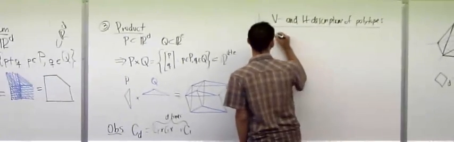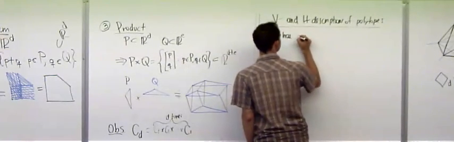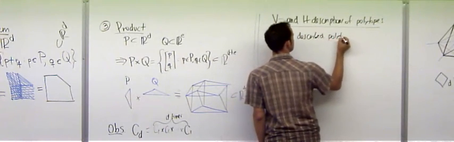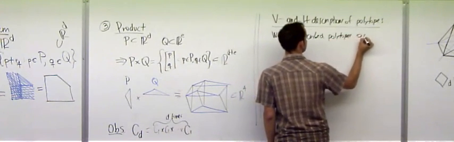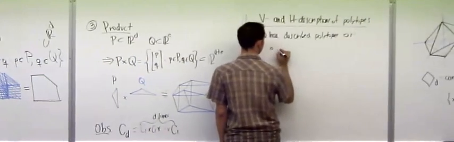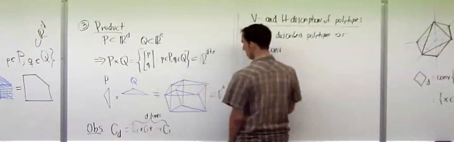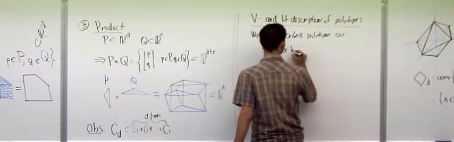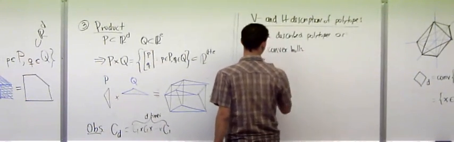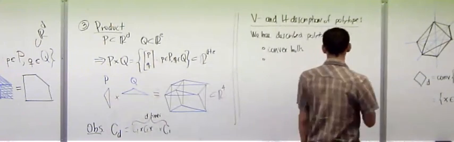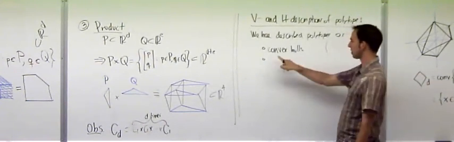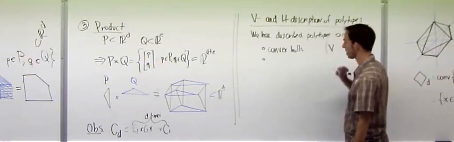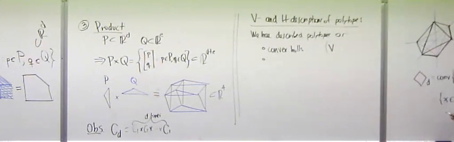So the point is that we have described polytopes in two ways, as convex hulls or... And so when we describe a polytope as a convex hull, this is called the V description. And the reason for V is that we're talking about the vertices, right?